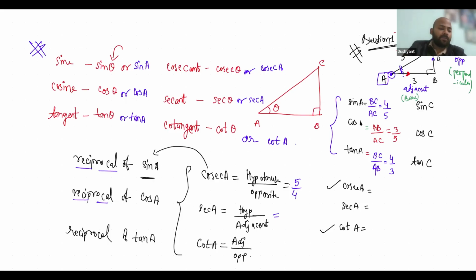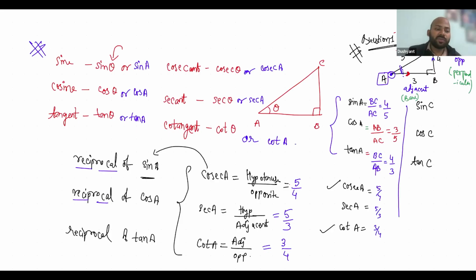5 over 3. That's going to be my 5 over 3. So last one, please. Cotangent would be adjacent over opposite. So 3 over 4. So that's my 5 over 4, and this is my 5 over 3, and this is my 3 over 4. Now please quickly solve for sin C, cos C, and tan C.